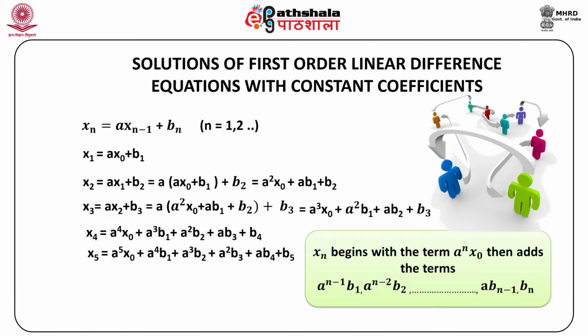We now consider the equation of the type x_n = a x_(n-1) + b_n, where n is equal to 1, 2, etc. Starting with the given x_0, it is possible to calculate x_n for small n. Note that x_1 = a x_0 + b_1, x_2 = a x_1 + b_2, which is equal to a(a x_0 + b_1) + b_2, which is equal to a^2 x_0 + a b_1 + b_2.